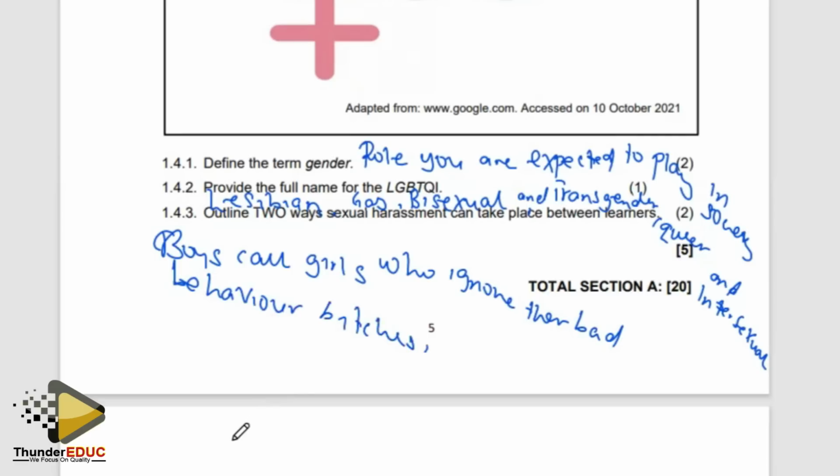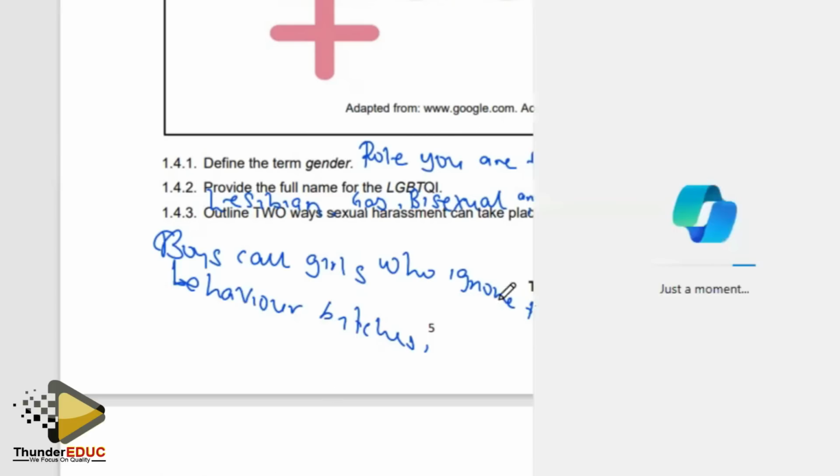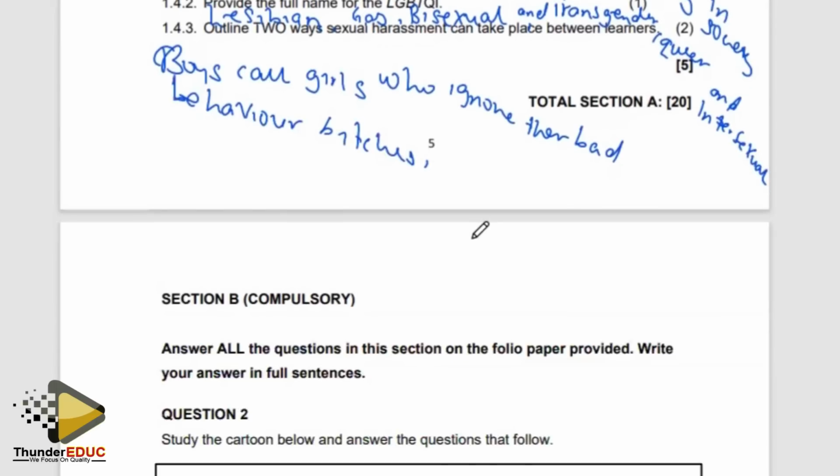You can talk about sexually insulting remarks about race, gender, ability, or class. You can talk about being followed around by another learner, being stalked. You can also talk about boys standing near girls' bathroom and making rude comments, which prevent some girls from going to the bathroom. Those are some of the sexual harassment that can take place between learners.